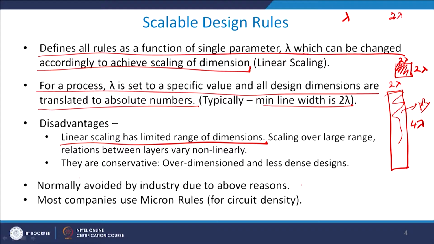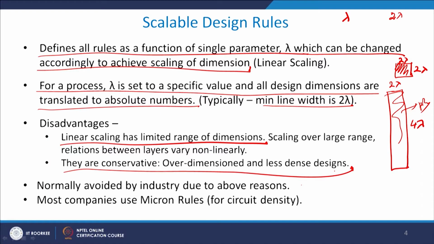They are conservative in nature, and therefore less dense designs are available to you, which means that though they are scalable, they have a limited range in dimensions. They also set in non-linearity at higher values, and therefore they give less dense designs. They are generally avoided by industry to a larger extent because of these problems, and most of the industry uses micron rules for their purposes, and they use micron rules quite conveniently.